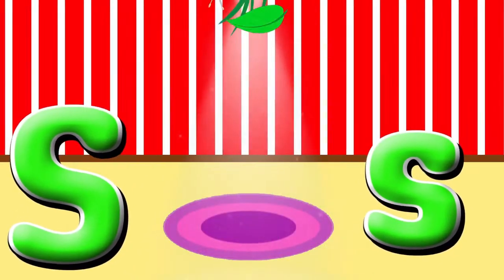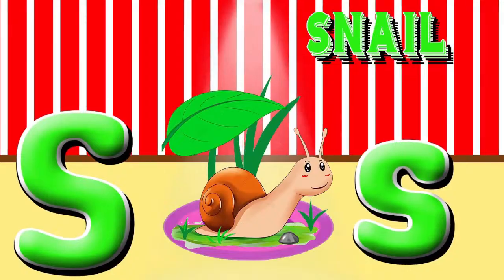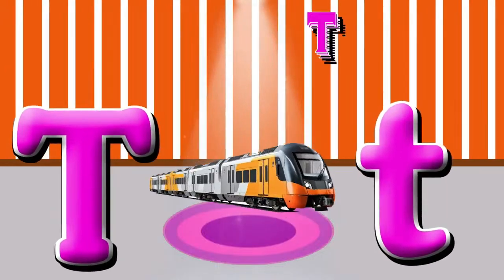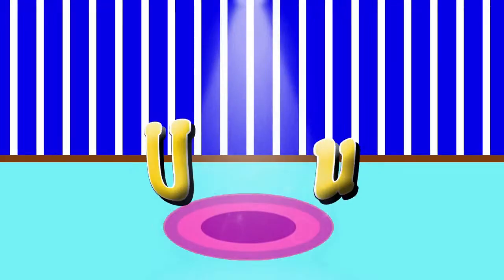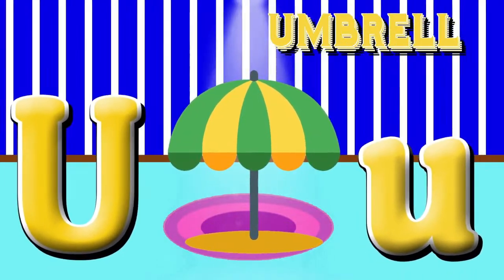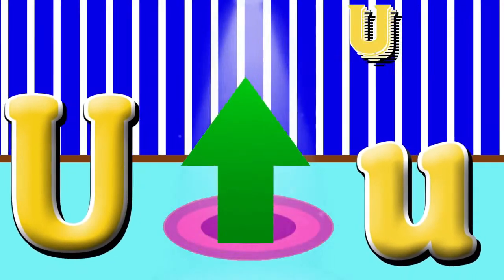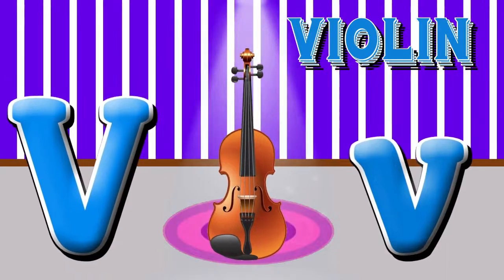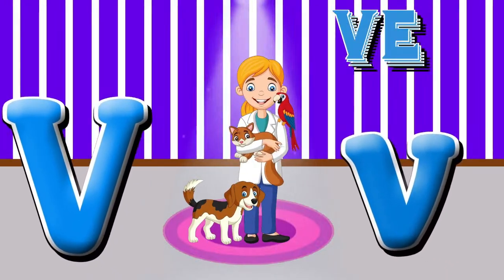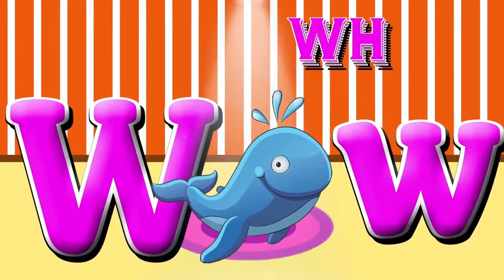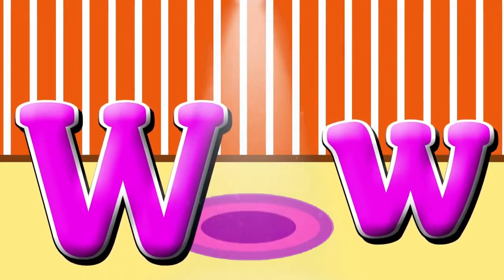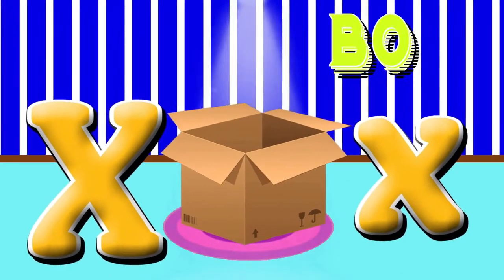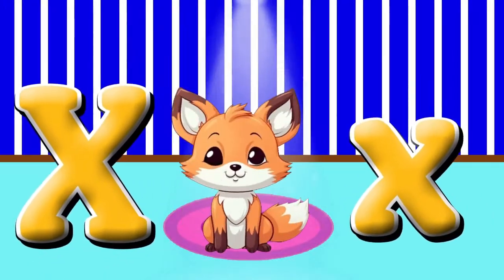S is for sun, s-s-sun. S is for snail, s-s-snail. T is for tree, t-t-tree. T is for train, t-t-train. U is for umbrella, u-u-umbrella. U is for up, u-u-up. V is for violin, v-v-violin. V is for vet, v-v-vet. W is for whale, w-w-whale. W is for world, w-w-world. X is for box, x-x-box. X is for fox.